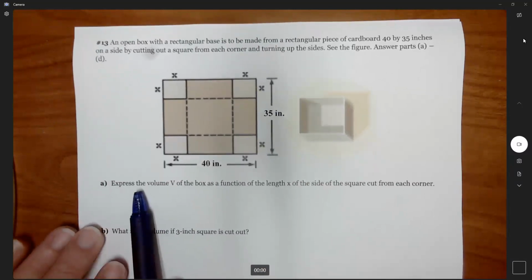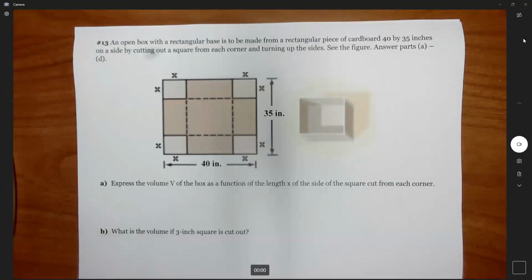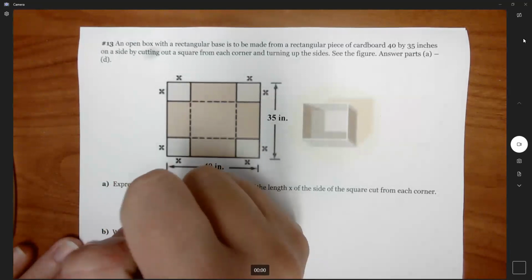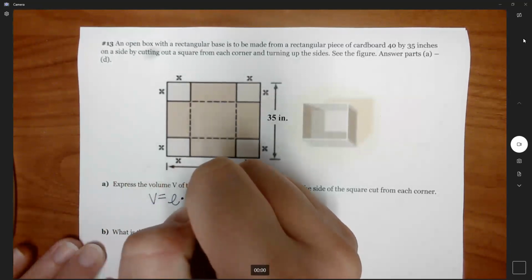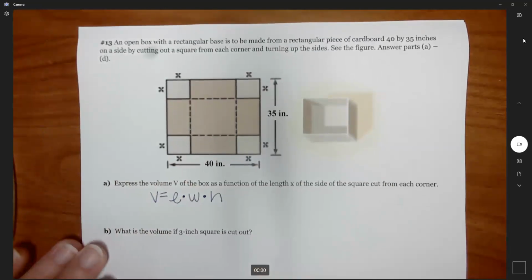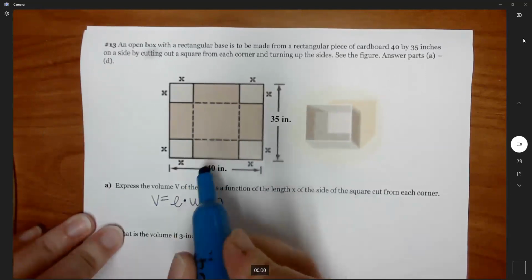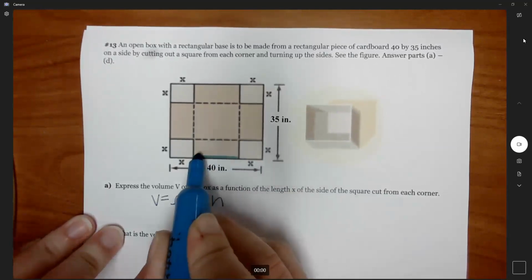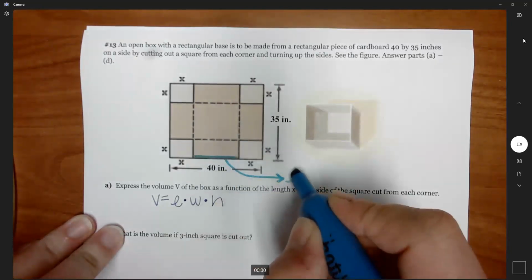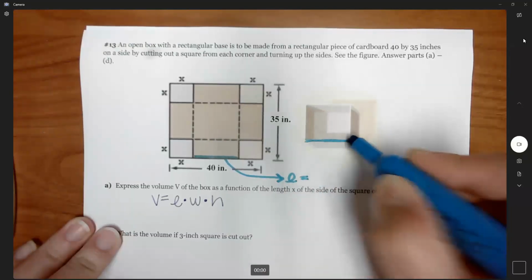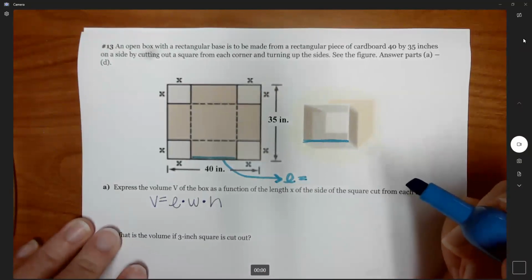The first thing we need to do is express the volume of the box as a function of length X of the side of the square cut from each corner. Find the volume. Volume of a rectangular prism is length times width times height. So we need to figure out these 3 things. This right here is going to be my length, and that length is also right here on my 3D box. Those are the same measurements.